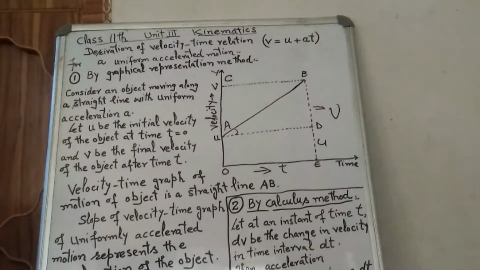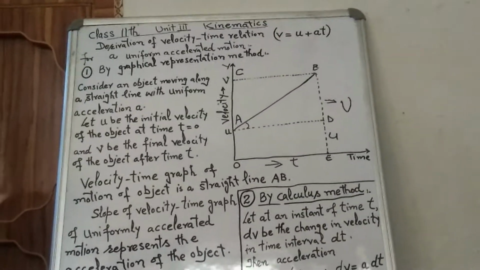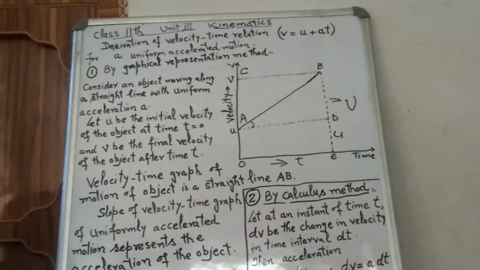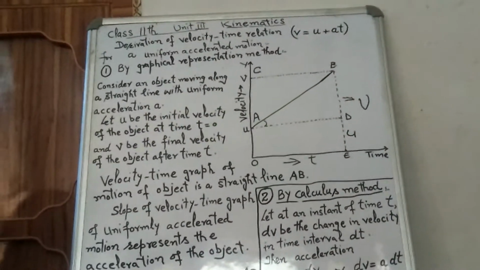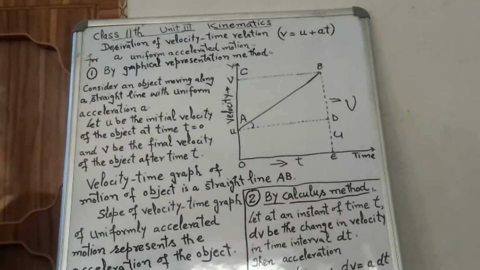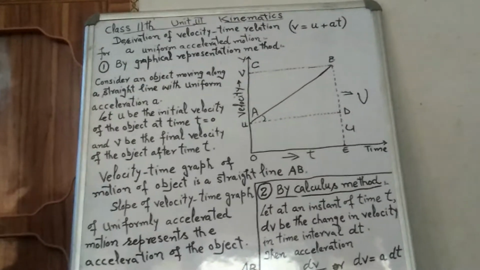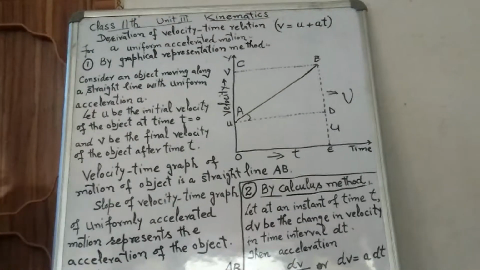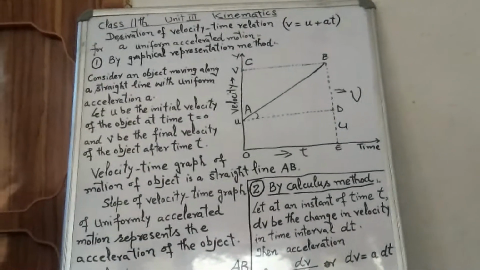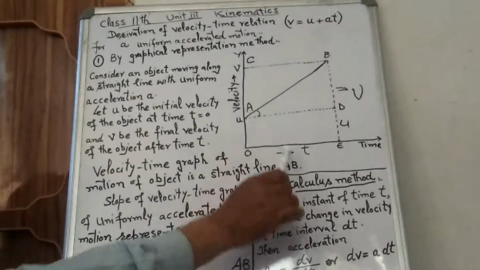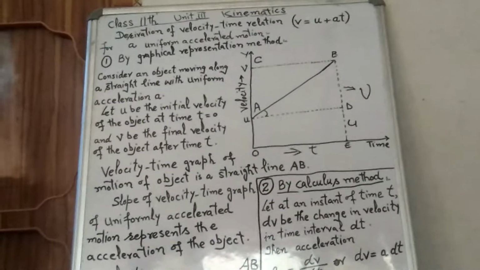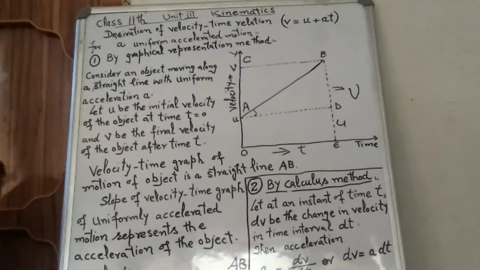Now, graphical representation of uniform motion. For uniform motion, the position time graph or velocity time graph of an object in one dimensional motion is a straight line inclined to the time axis.